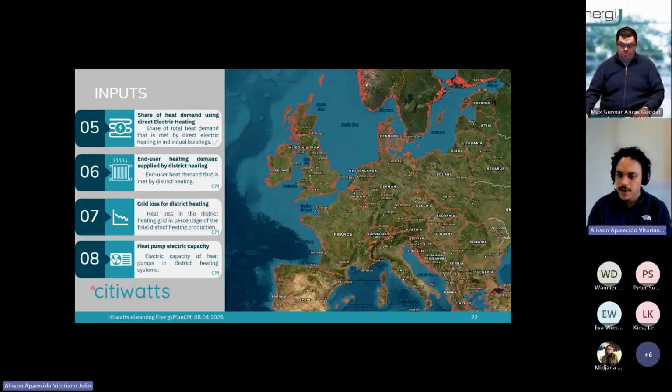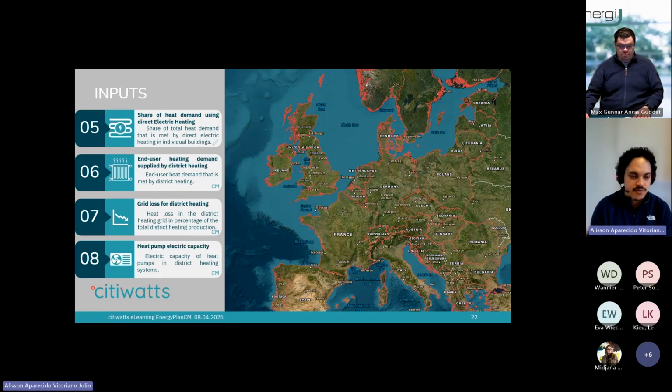Number 6 is the end user heating demand supplied by district heating, which has a self-explanatory name: the end user heat demand met by district heating. It is a parameter that can be retrieved from one of the CMs in the Citiwatts platform, inside the district heating potentials category of the CMs. This also can be found in energy planning documents, reports, and etc.